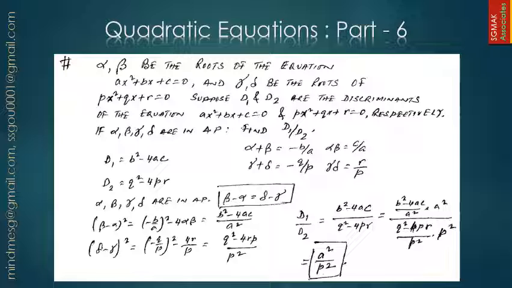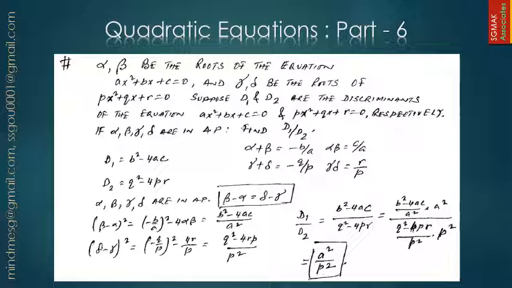So problem number 1. Let alpha and beta be the roots of the equation ax squared plus bx plus c equals 0, and gamma and delta be the roots of the equation px squared plus qx plus r equals 0. So two separate equations, with roots alpha, beta and gamma, delta. Suppose d1 and d2 are the discriminants of the two respective equations. One more piece of information is given: alpha, beta, gamma and delta are in arithmetic progression, so the consecutive term difference is the same. Find the ratio d1 over d2.